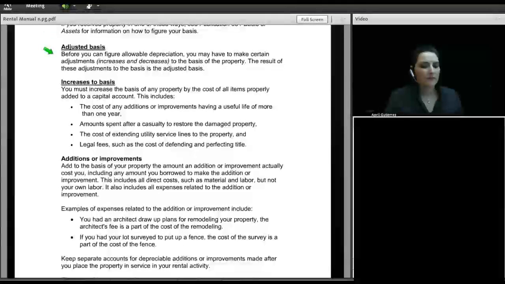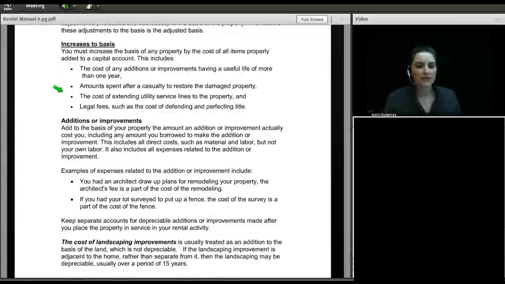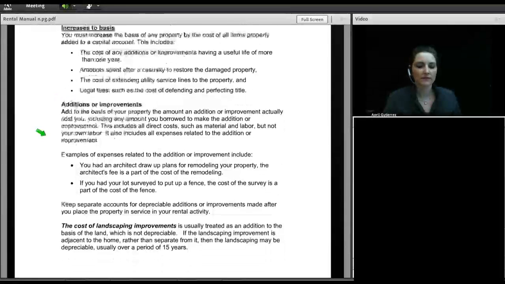Adjusted basis. Before you can figure allowable depreciation, you must make certain adjustments called increases and decreases to the basis of the property. The result of these adjustments to basis is called your adjusted basis. So examples of things that increase your basis include the cost of any additions or improvements having a useful life of more than a year, amounts spent after a casualty to restore damaged property, the cost of extending utility service lines to the property, and legal fees such as the cost of defending and perfecting title.